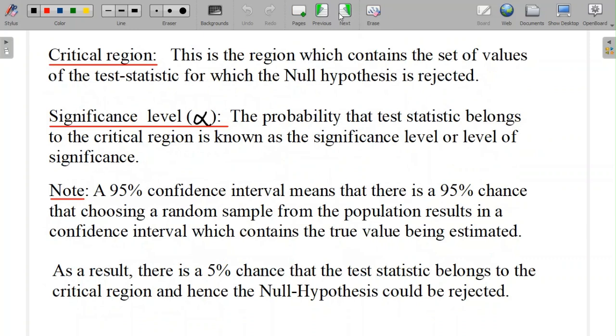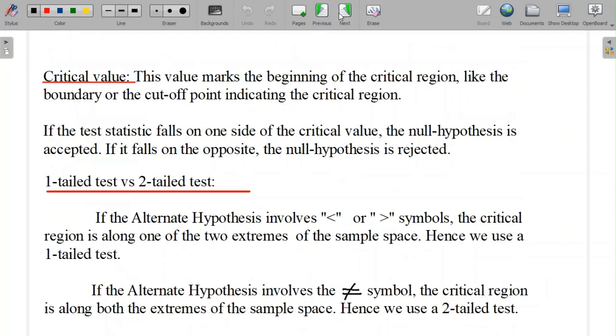For example, a 95% confidence interval will mean that there is a 95% chance that choosing a random sample from the population will result in a confidence interval which contains the true value being estimated. Therefore, there is a 95% probability that the null hypothesis will be accepted. As a result, there is a 5% chance, the complement of 95 being 5, that the test statistic belongs to the critical region and hence the corresponding null hypothesis must be rejected.